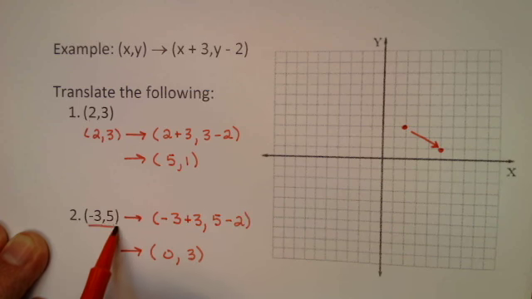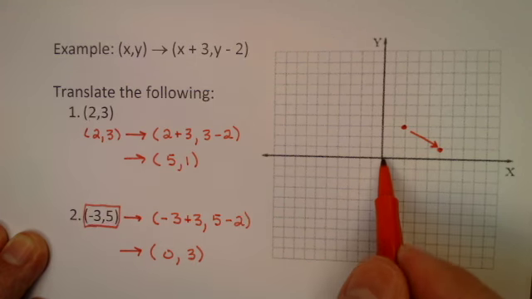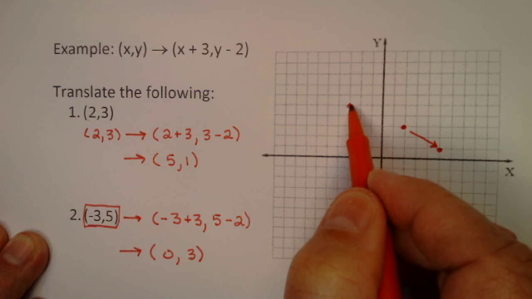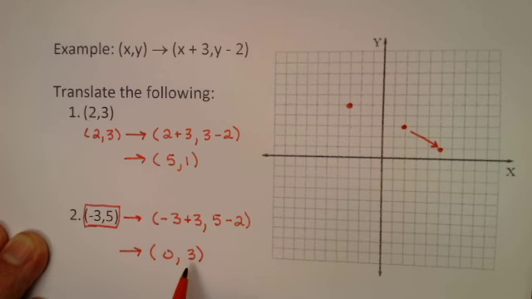So I'm going to plot this point first. That means I'm going to go back 3: 1, 2, 3. Up 5: 1, 2, 3, 4, 5. There's my starting point. And then once I move it, here's where the point is going to be.